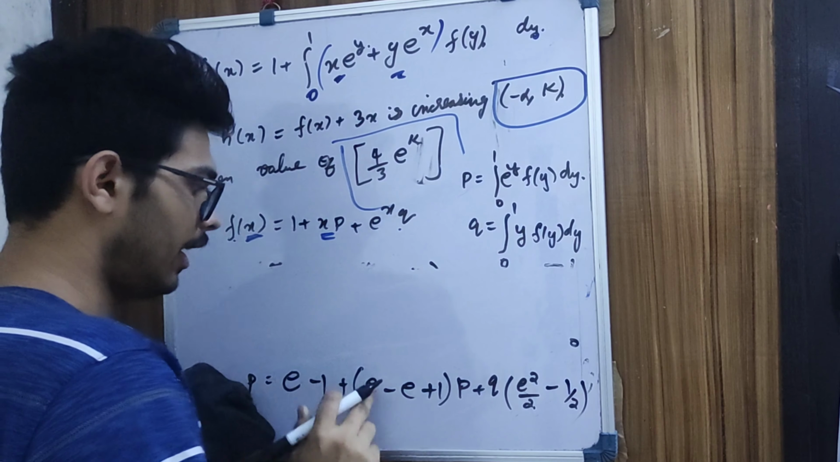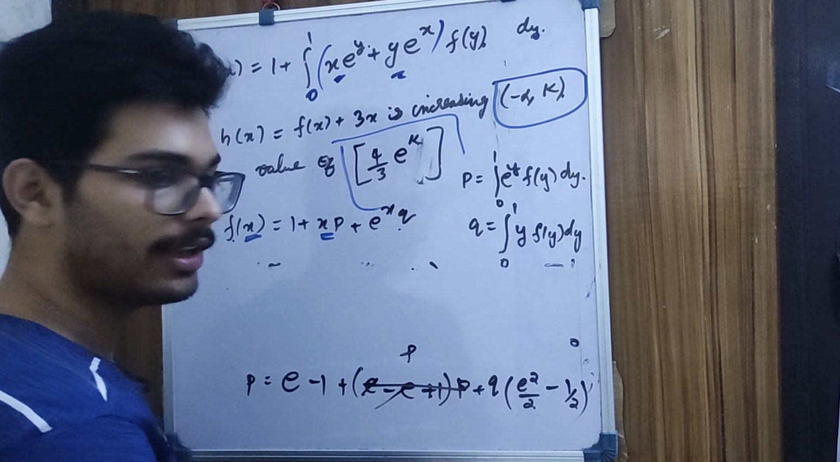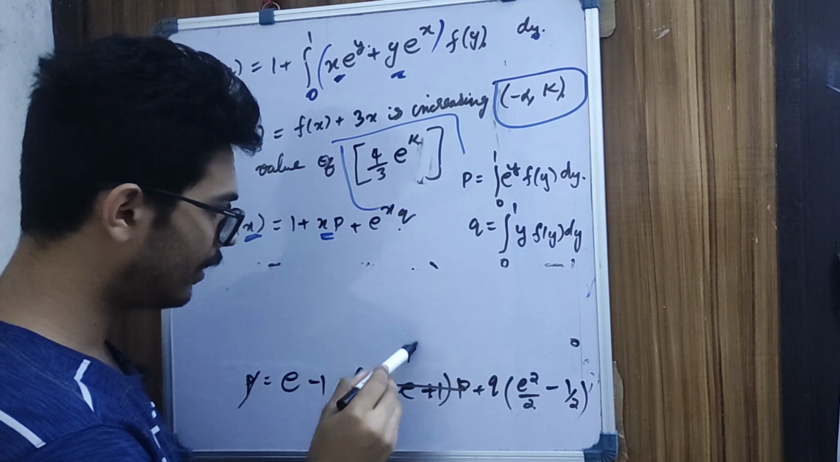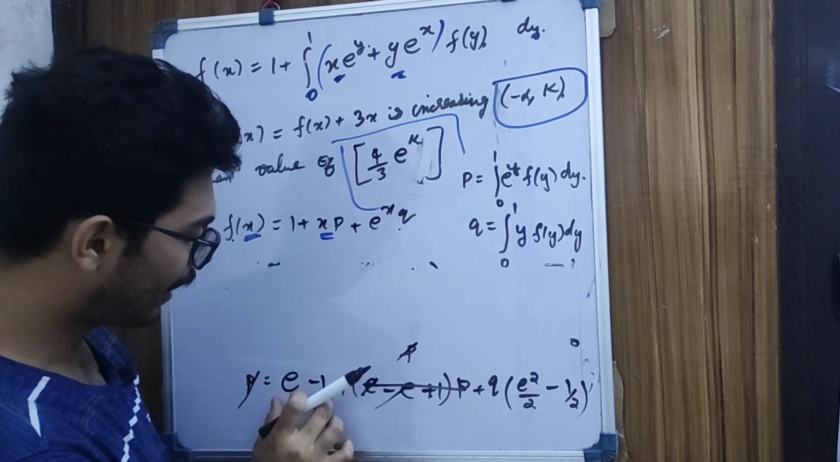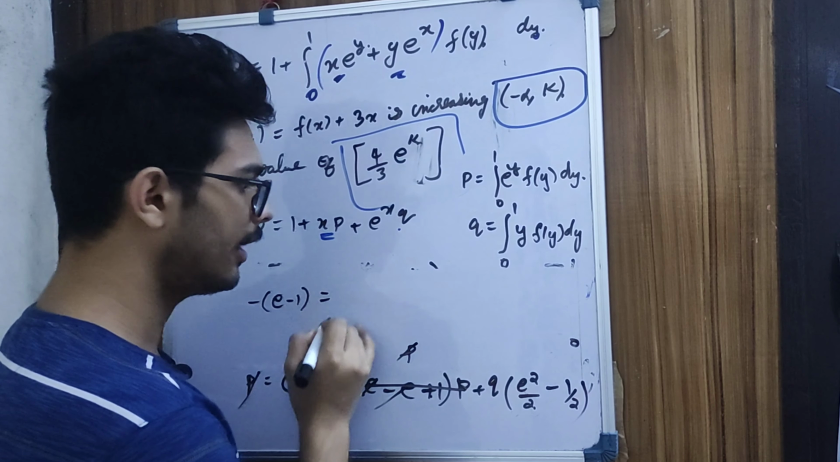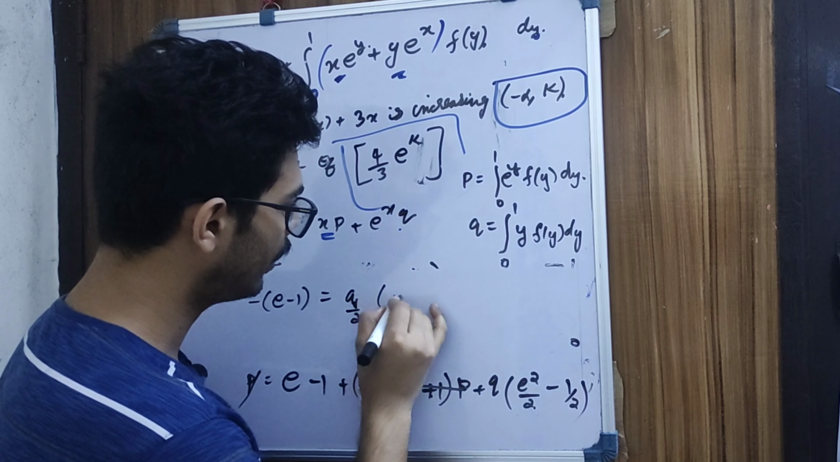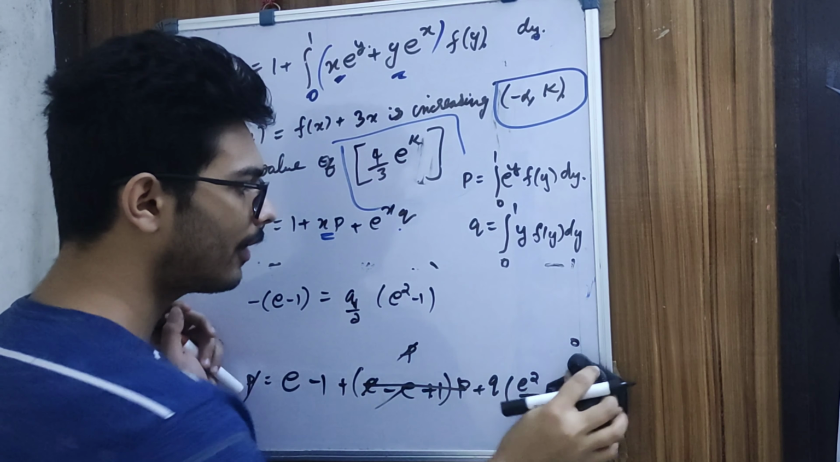equation. e minus e equal to 0. 1 into p, so this term will be equal to p. And I am cancelling this p with this p. And what is the value if I take the e minus 1 to this side? It will be equal to minus of e minus 1, which is equal to q. I am taking the half from here. It will be equal to e square minus 1.